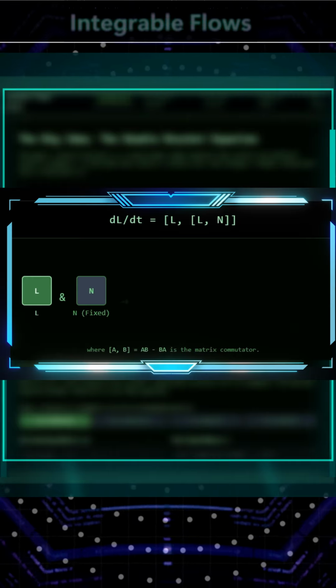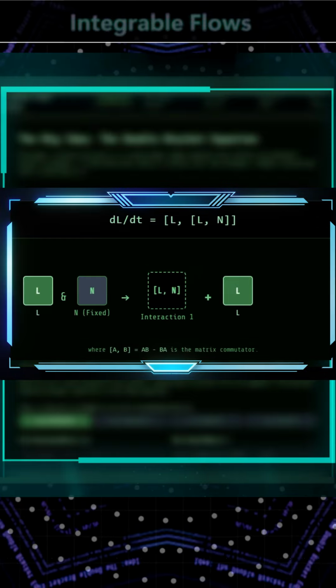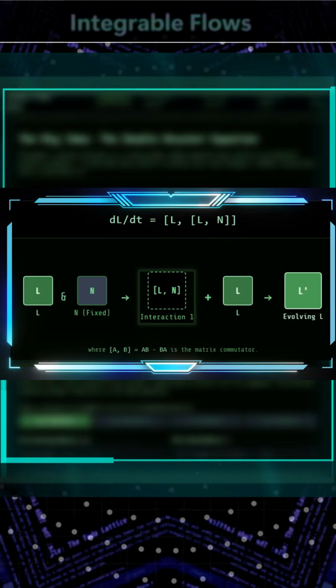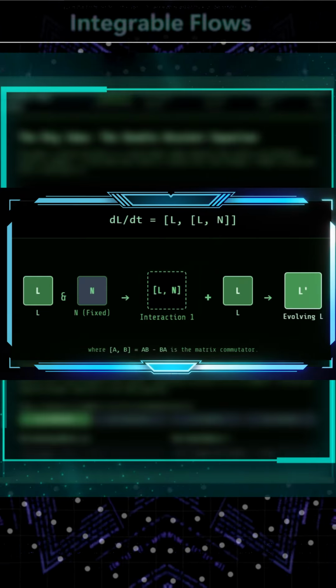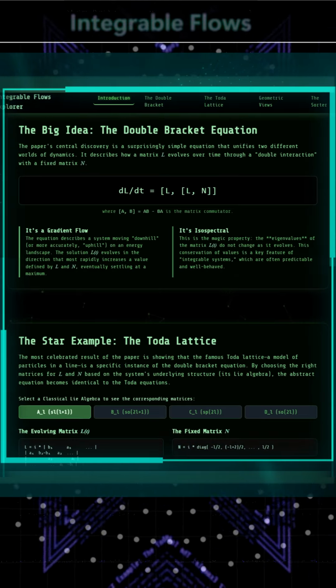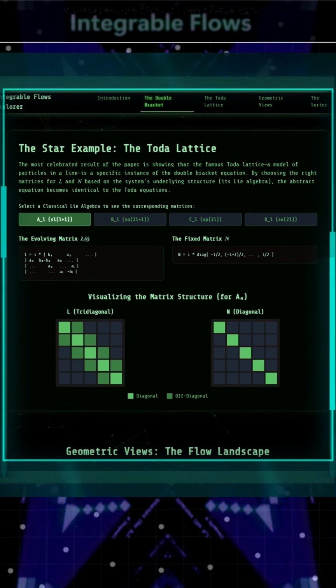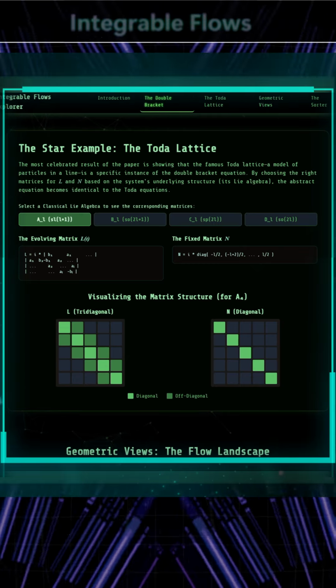The equation describes a system moving downhill, or more accurately, uphill, on an energy landscape. The solution L(t) evolves in the direction that most rapidly increases a value defined by L and N, eventually settling at a maximum. The paper's discovery is that the equations for the Toda lattice, the Flaschka form equations from classical mechanics, and the gradient flow of the function on the isospectral set of L are identical.